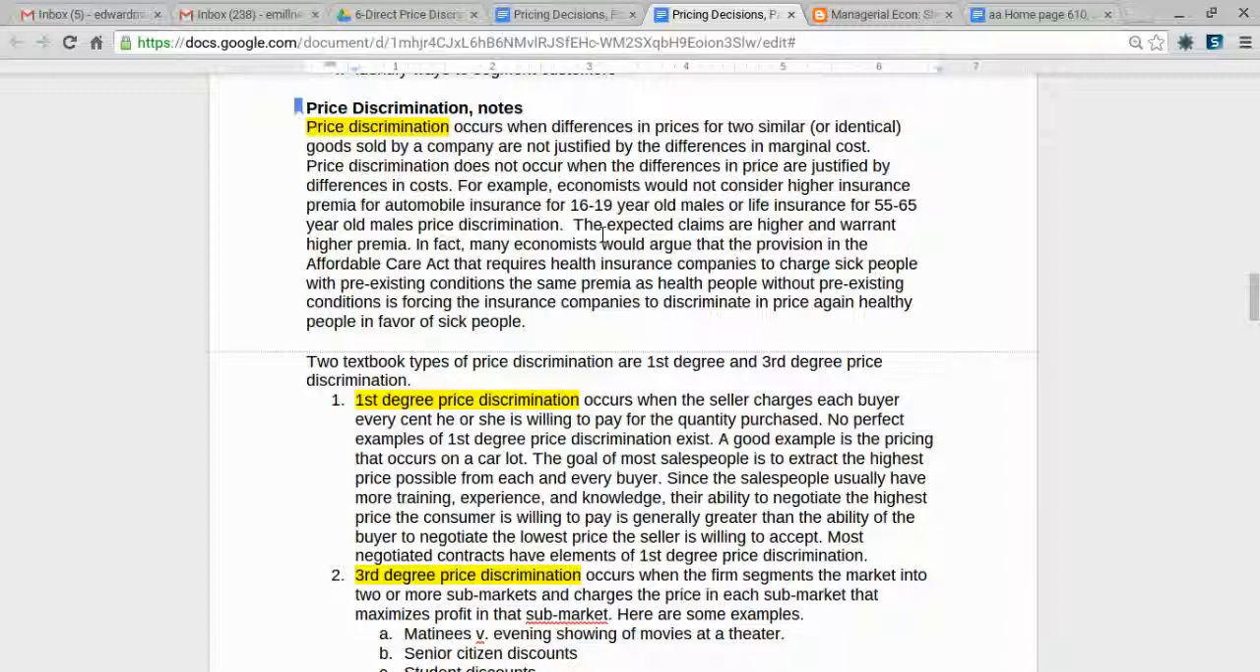In fact, many economists would argue that the provision in the Affordable Care Act that requires health insurance companies to charge sick people with pre-existing conditions the same premium as healthy people without pre-existing conditions is forcing the insurance company to discriminate in price against healthy people in favor of sick people.